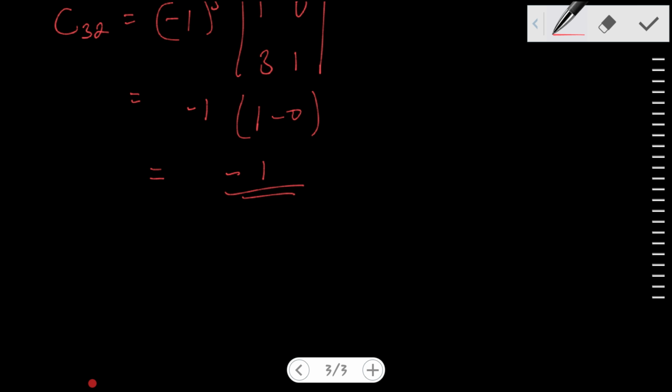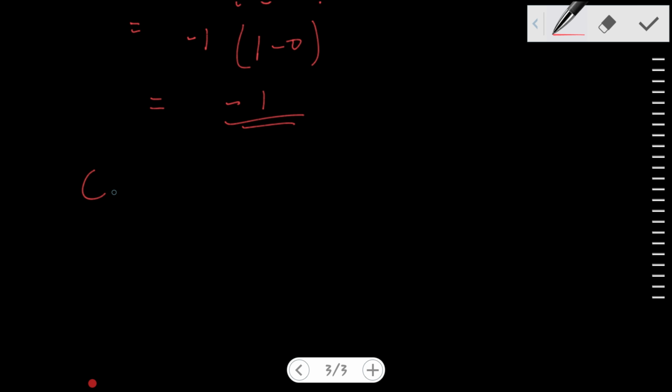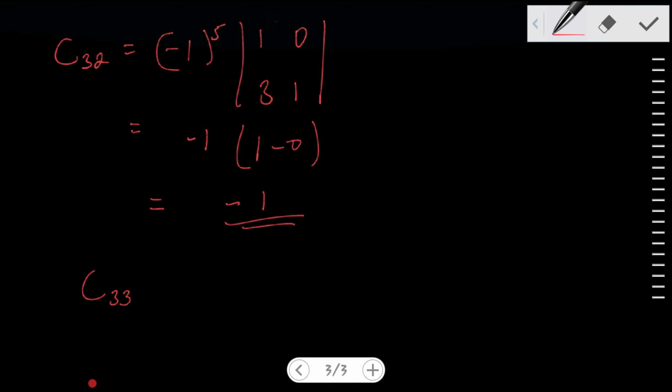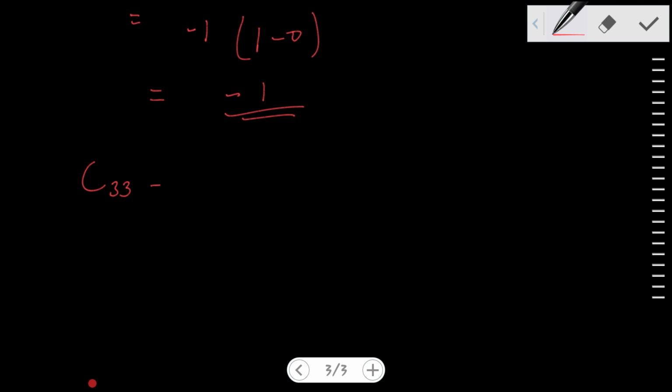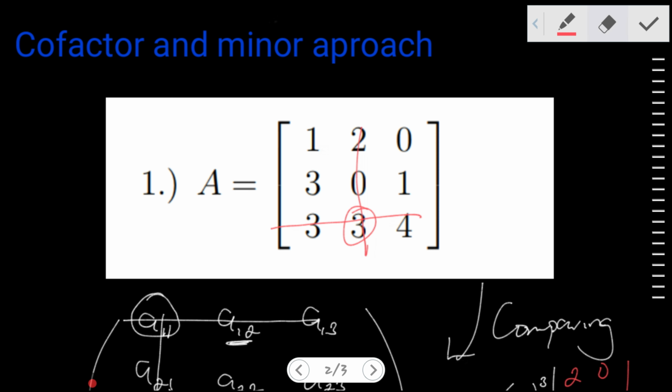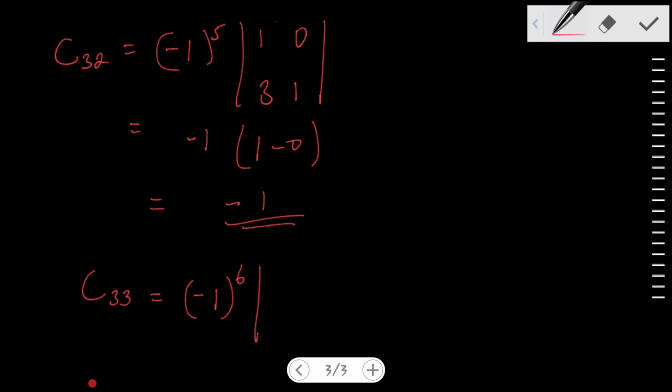Next, let's have the last one, which is C33. This will be equal to negative 1 to power 6. Now let's have the minor matrix, if I remove this, and we are here on 4. We are eliminating the whole row and the column that contains that element. So we have 1 2, 3 0.